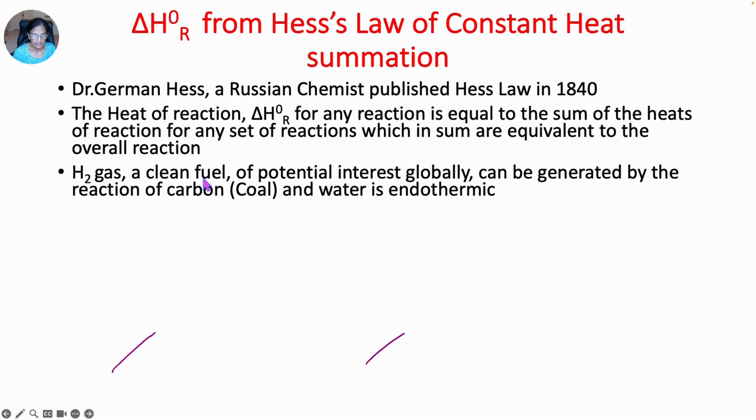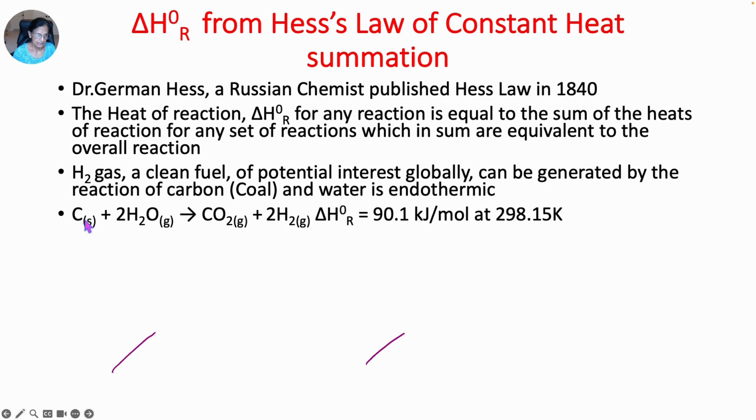Hydrogen gas, a clean fuel, is of potential interest globally, and this can be generated by the reaction of carbon in the coal form and water, and it is an endothermic reaction. For example, carbon solid plus 2H2O gas giving carbon dioxide gas plus 2H2 gas, delta H0R is equal to 90.1 kilojoules per mole at 298.15 K. This is endothermic. So if it is endothermic, for this reaction to take place, where does this energy come from? So we will see from two other connected reactions how this energy comes about.